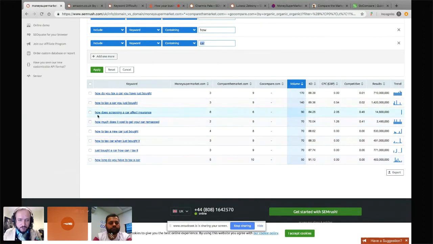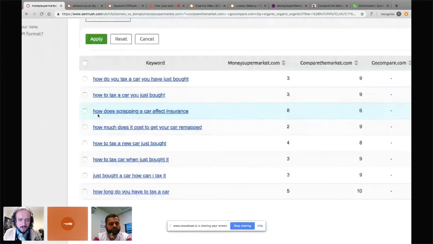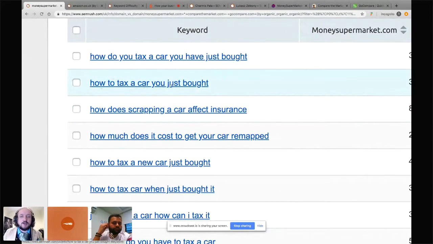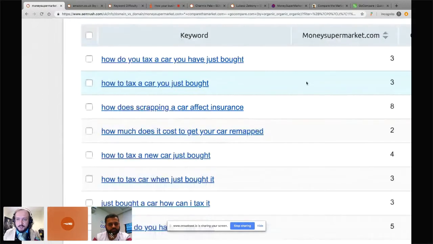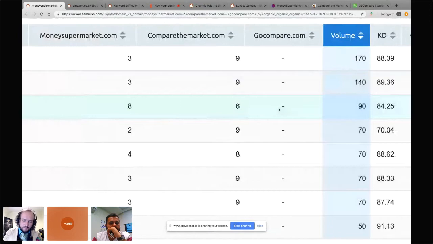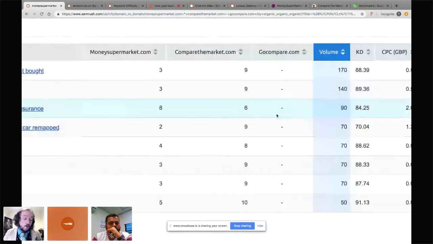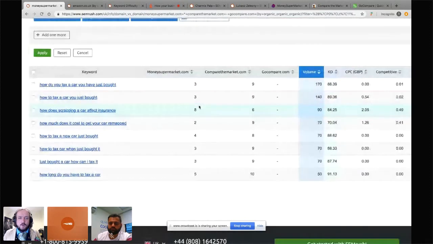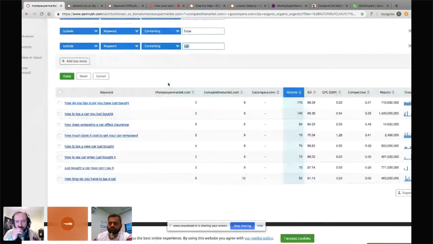And I like predominantly this one. I will try to make this bigger. How does scrapping a car affect insurance? People want to know that. Or for example, how to tax a car you just bought. And you can see that Money Supermarket and Compare the Market are ranking, and GoCompare is not. So if I were joining GoCompare, or if I were consulting for GoCompare, this is my first stop where I would start.